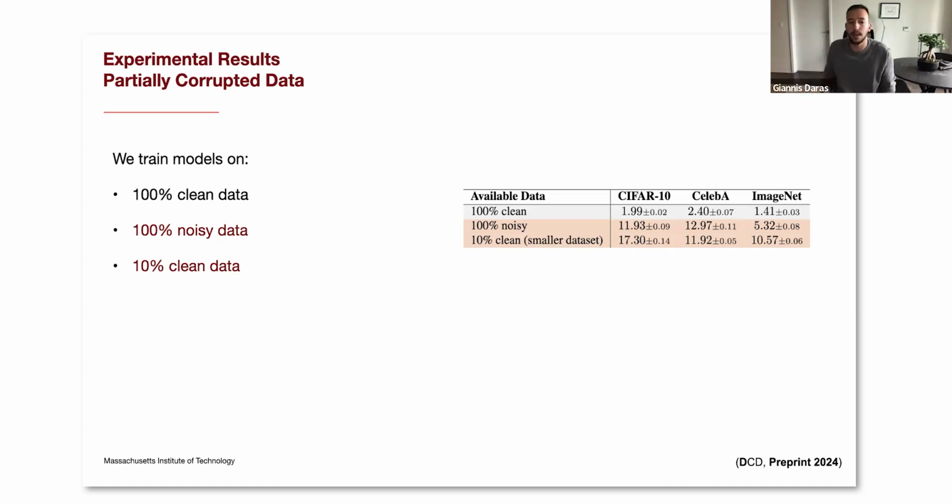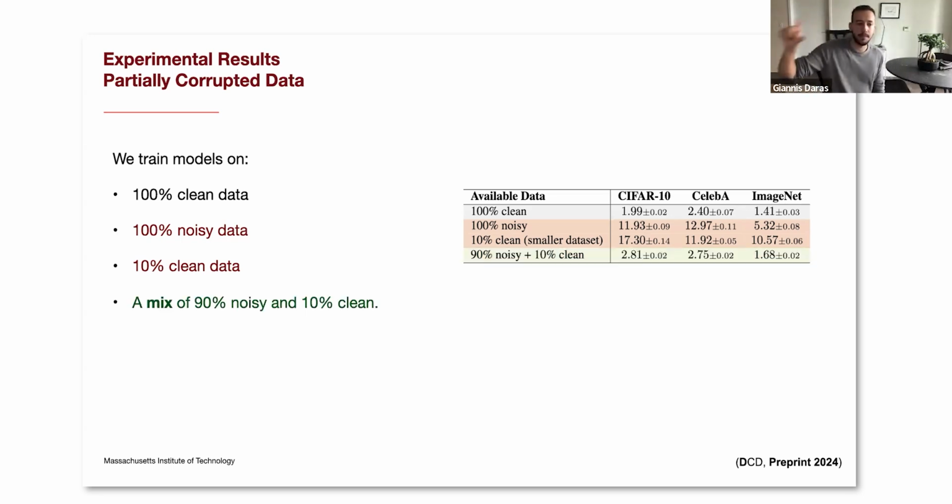Then we said, okay, what if we have clean data, but we don't have a lot of it? So let's train on a smaller dataset that has 10% of my total dataset, where all of my points are good. And you see that the performance is also pretty bad. So either training with a small clean set or training with a big noisy set, both of these give you very bad performance. And then we're gonna do this little experiment where we train with a mix of 90% noisy data and 10% clean.